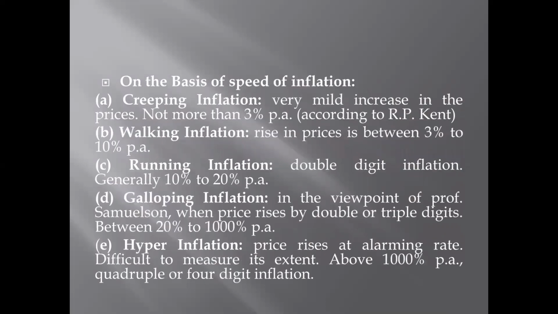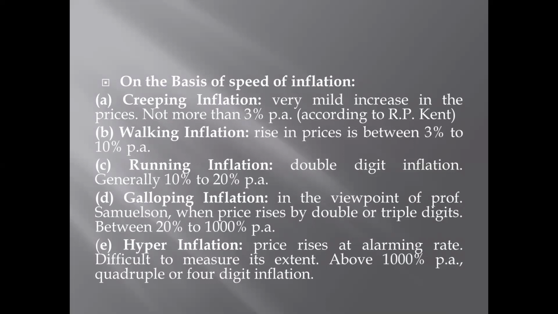On the basis of speed of inflation, first is creeping inflation. That is a very mild, very slow increase in prices, not more than 3% per annum, as per RP Kent. Walking inflation is when it is between 3 to 10% per annum. Running inflation is increasing in double digits, 10 to 20%. Galloping inflation is when it rises by double or triple figures, 20% to 1000% per annum.